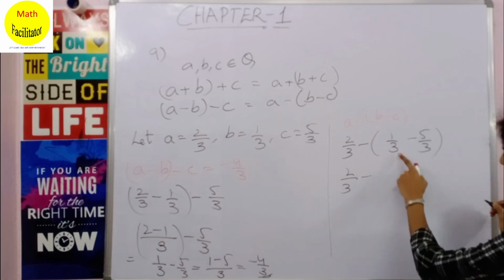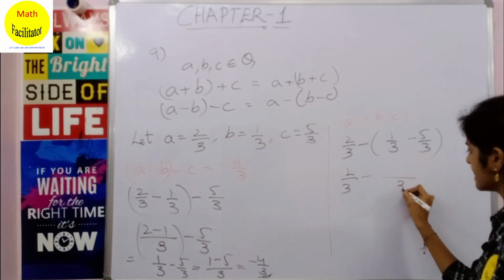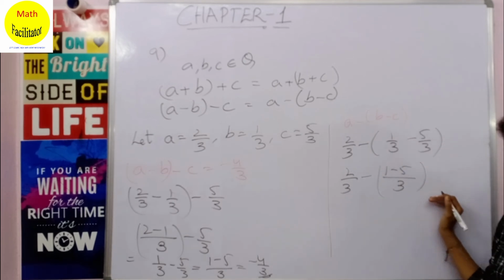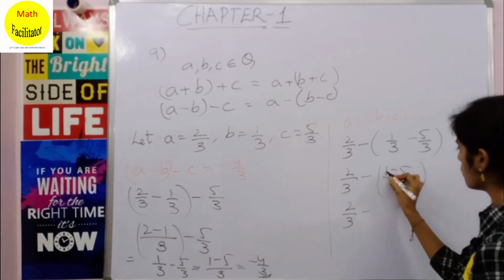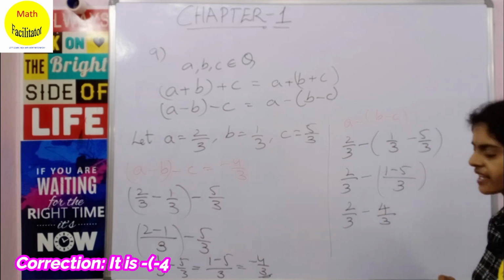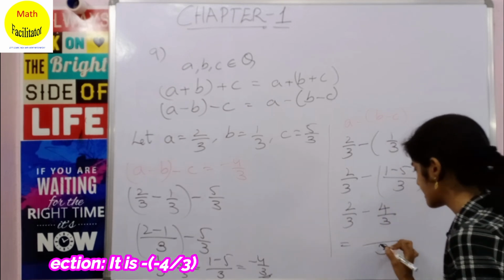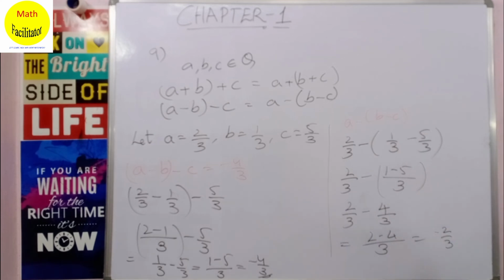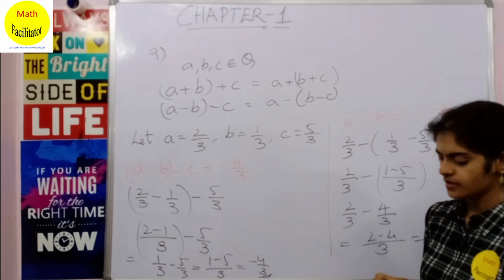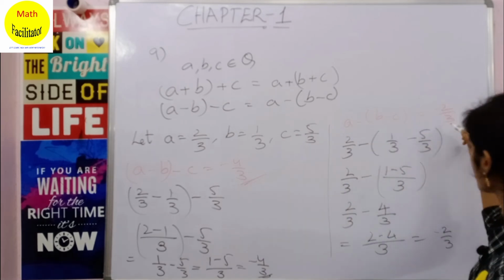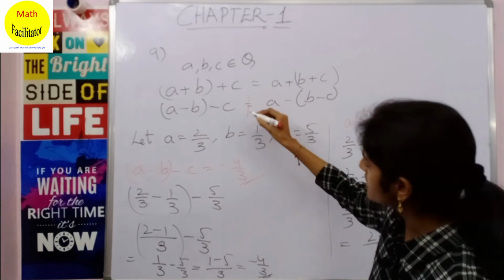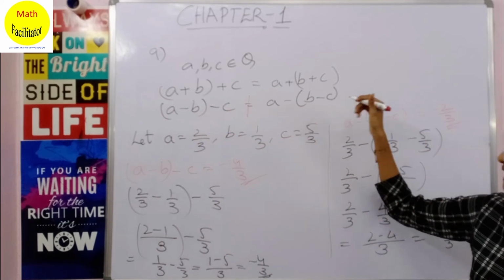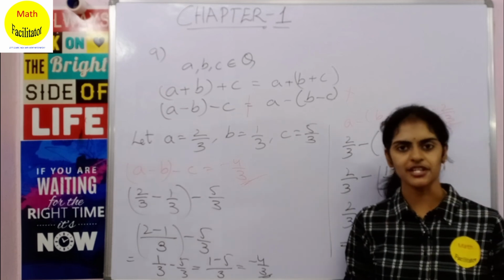2/3 minus. Now here also they are like fractions, so simply take the LCM 3. The numerators you can take down as it is, so it is 2/3 minus (1 − 5)/3, which is −4/3. Again taking LCM, it is 2 minus (−4), so the answer is 6/3... as computed in the video, you got minus 2 by 3. So simply you can see that LHS is not equal to RHS. So this condition is failing. So (a − b) − c is not equal to a − (b − c). So you can say that subtraction is not associative for rational numbers.